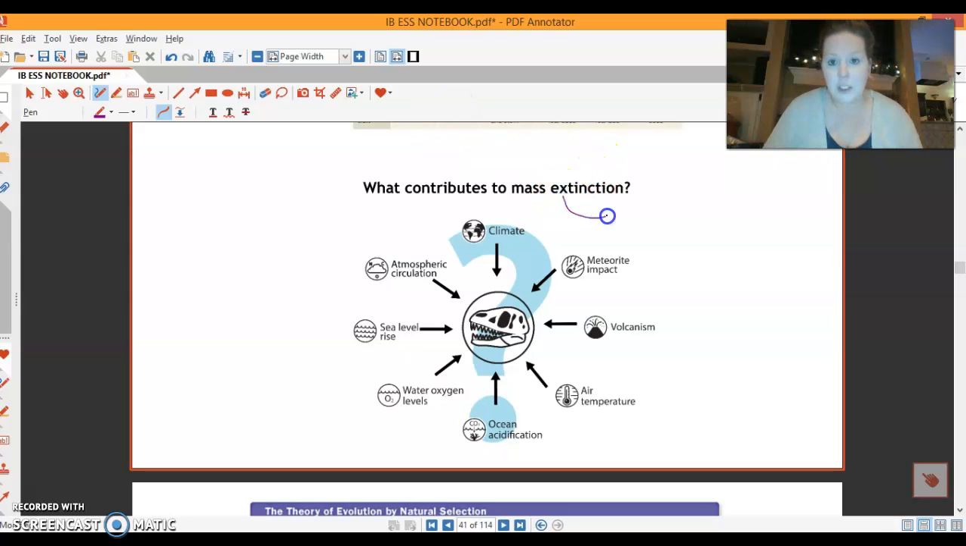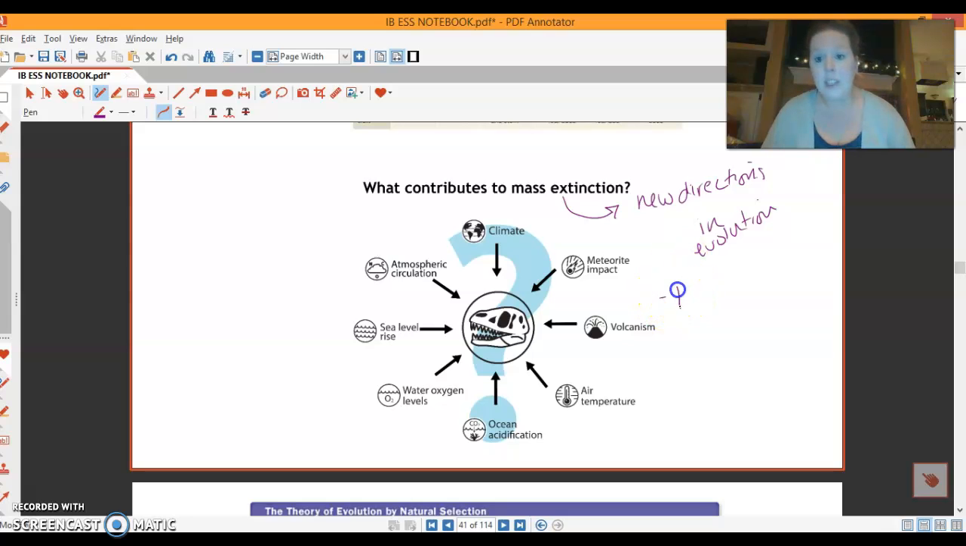A mass extinction is going to cause new directions in evolution. Obviously, because basically life has to start over in some events, okay? And because it has to start over and we have all of these remaining species that sometimes might have to interbreed if they're able to, it can lead to an increase in biodiversity.